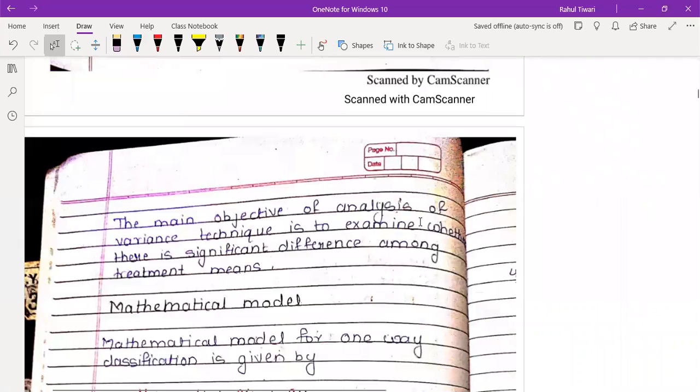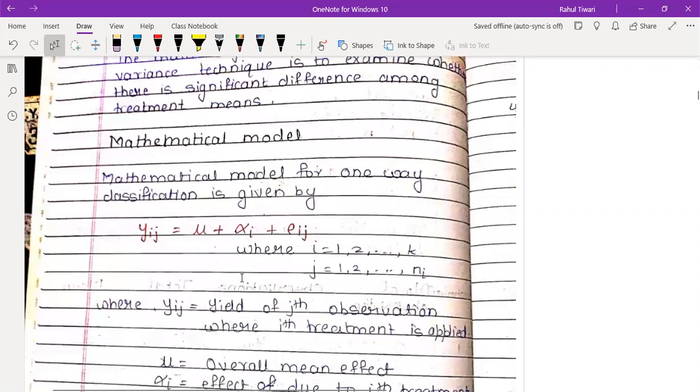Now, the main objective of the analysis of variance technique is to examine whether there is a significant difference among the treatment means, or I can say among the population means. This is the main objective. That means we need to define a mathematical model.